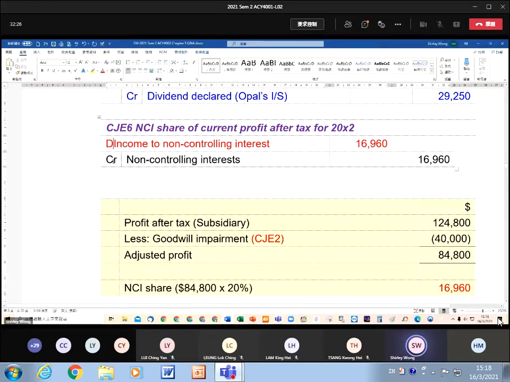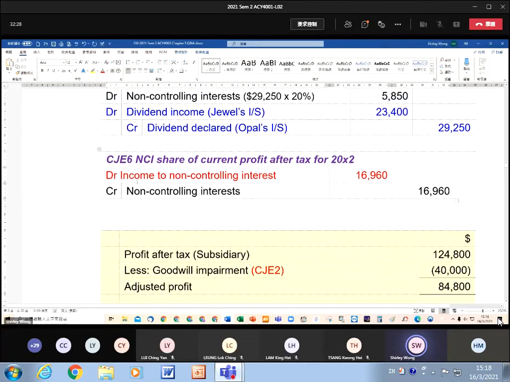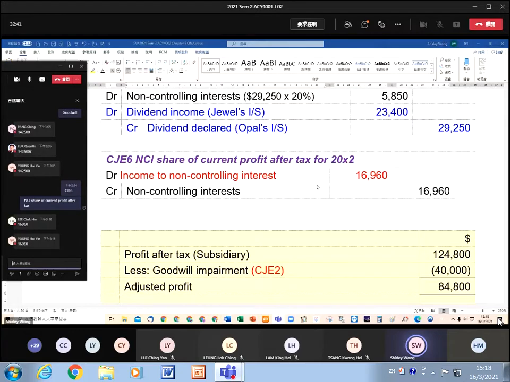Okay? Here, it missed a word here. Debit income statement, income to NCI, and then credit NCI. So you can get this amount. Okay, so any questions on this problem 5.2? Because this is not that difficult. The only new thing you come across is CJE number 3, which is related to current year's intercompany sales.